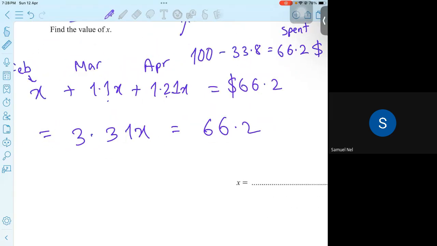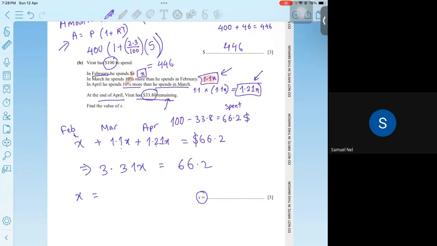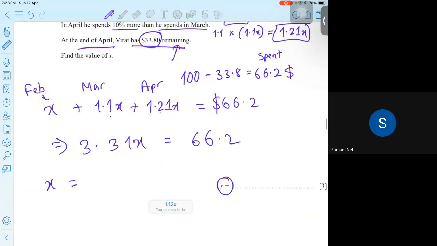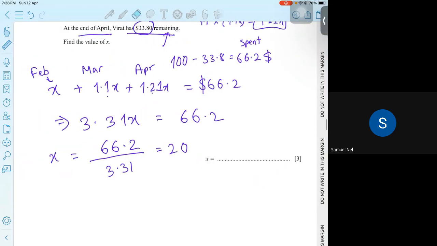Okay. With that being said, all I have to do is just find the x because the question only asks for x. The question does not ask me to find how much I spent in March and April. So just for x, my answer has to be 66.2 over 3.31. And I think my answer should be 20 if I'm not wrong. Okay. So my x is $20. Are y'all with me?